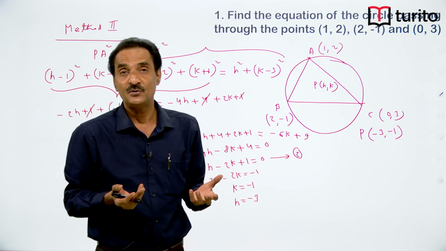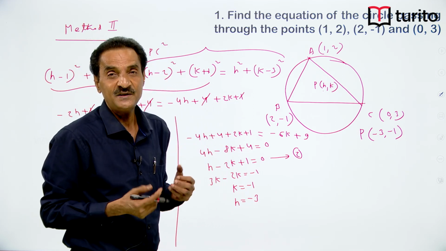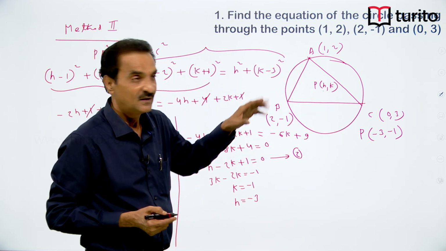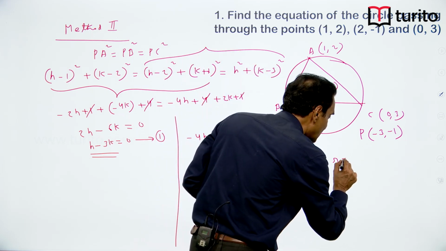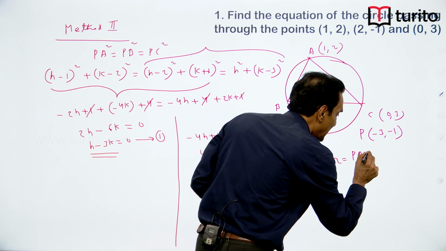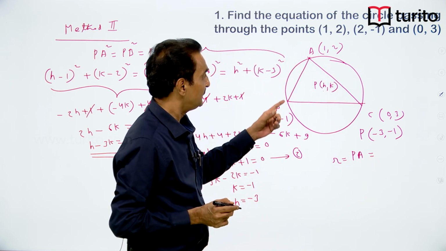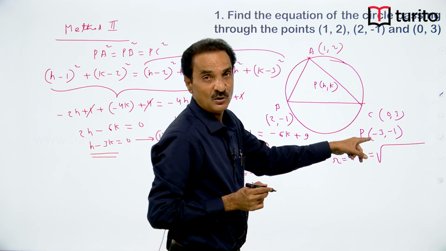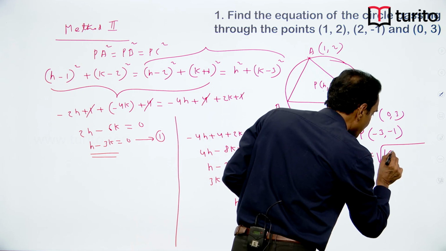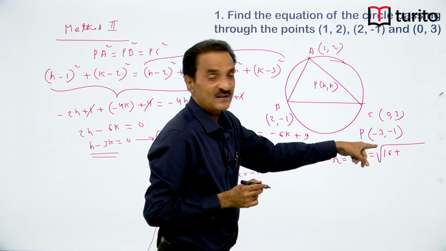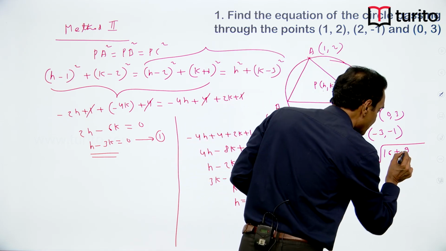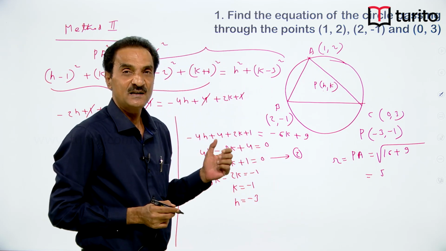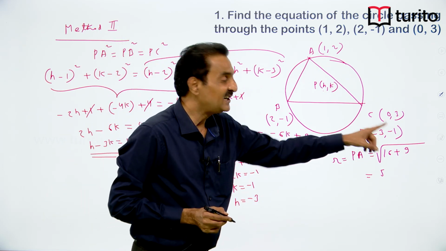What else you need? You need radius of the circle. How to find the radius? You can find the distance of P from any one of the 3 vertices. So, radius R is going to be PA. What is PA? Square root of 1 plus 3 whole square, that is 16, plus 2 plus 1 whole square, that is 9. You will get 5.